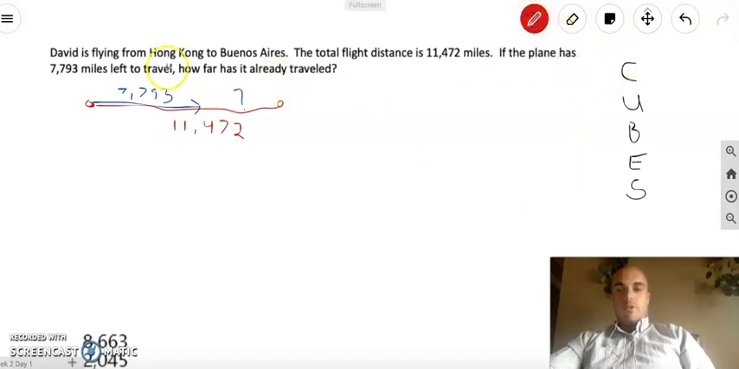First, circle important numbers. I have 11,472 and 7,793. Great. Next, I need to underline. I'm going to underline important units or any key or clue words to help me solve this equation. So I'm going to be underlining miles. That's our unit. And I'm going to be underlining left to travel. When you see the words left, like how much is left, you're always going to be subtracting.